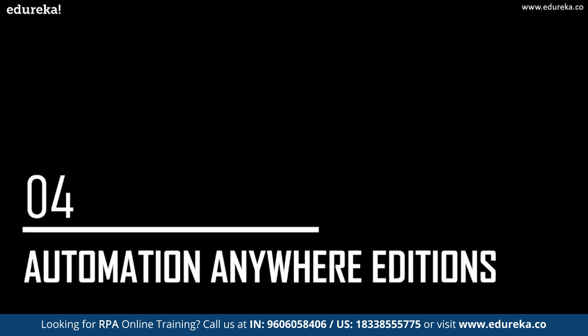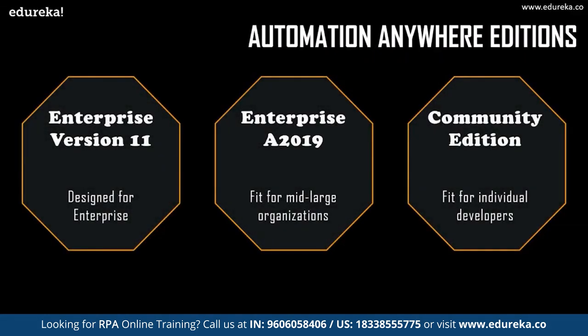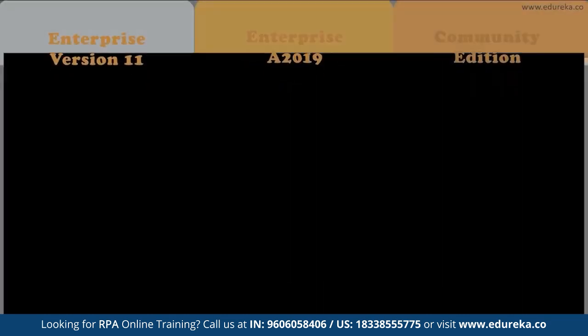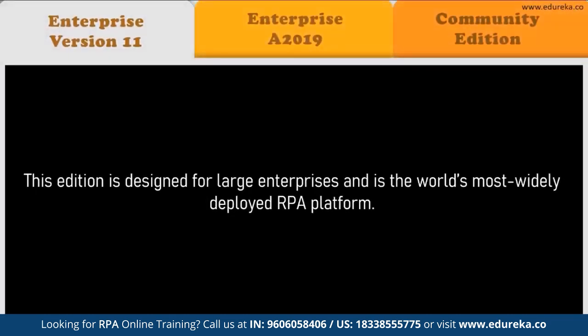Let me take you through the different editions offered by Automation Anywhere. There are mainly three editions offered by Automation Anywhere, that is Enterprise version 11, Enterprise A2019, and Community Edition. The Enterprise version 11 is basically designed for enterprises. The Enterprise A2019 fits mid to large organizations, and the Community Edition is fit for individual developers as it's a free edition. So let's look into each of these editions one by one. Starting with the Enterprise version 11, this edition is designed for large enterprises and is the world's most widely deployed RPA platform.